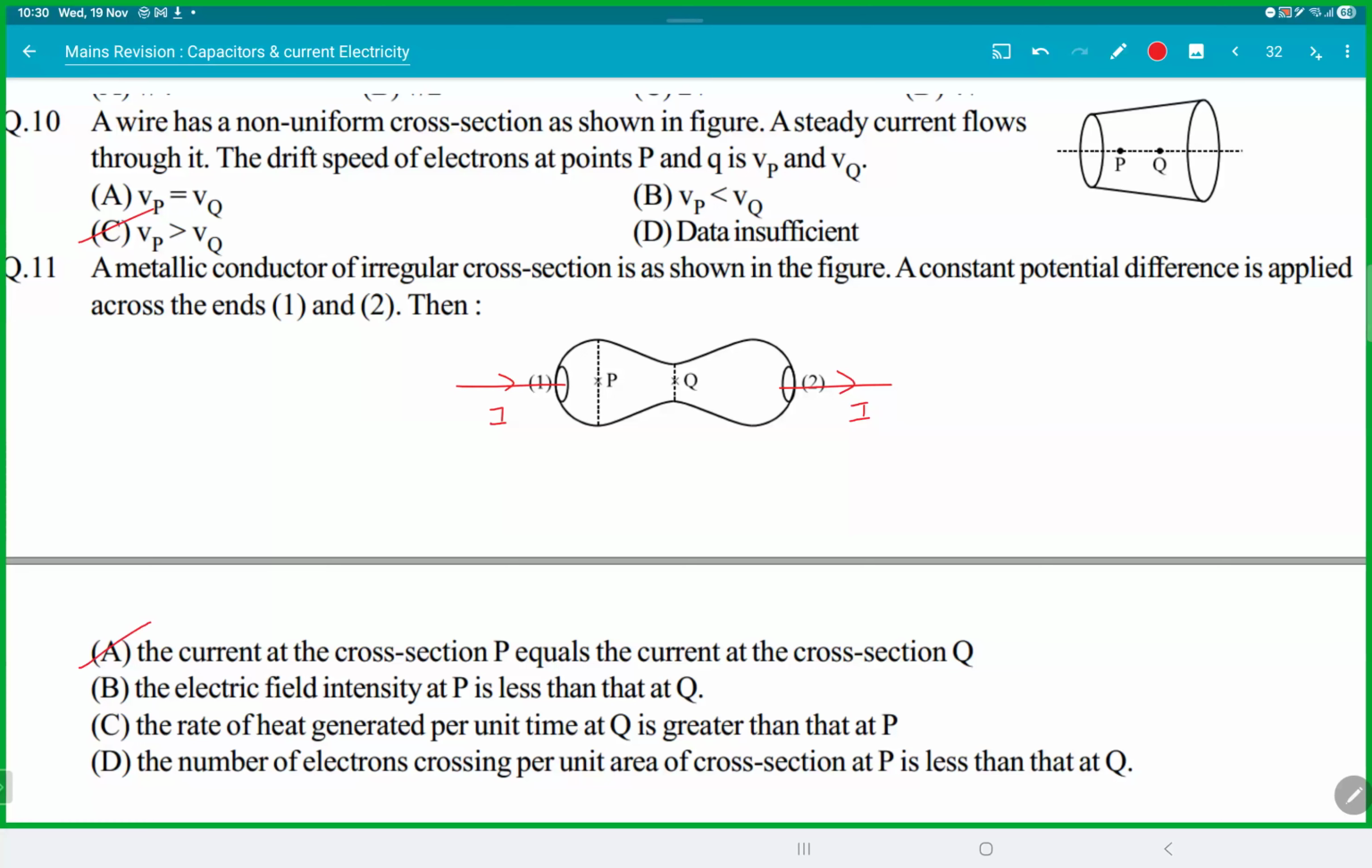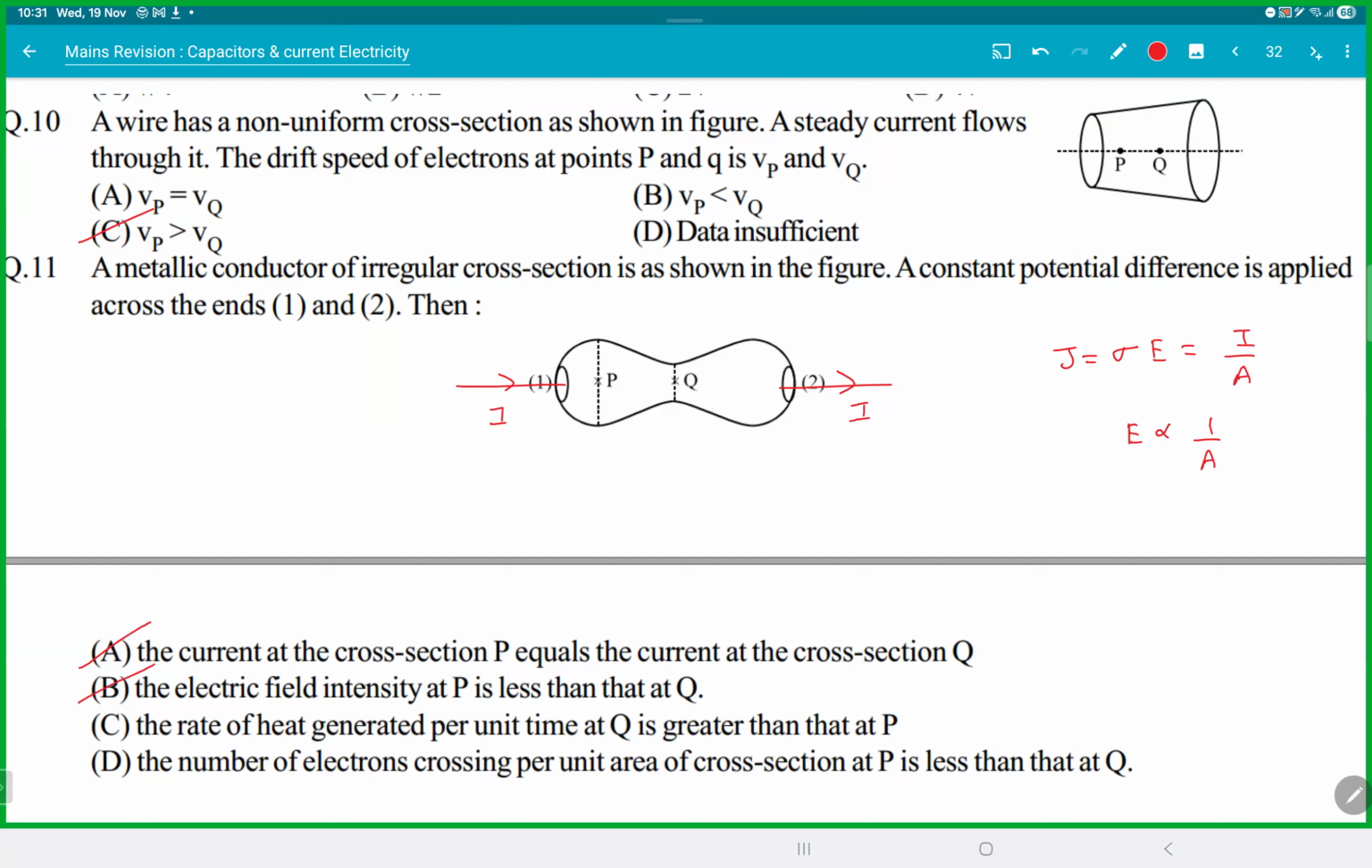The electric field intensity at P is less than Q. Now if you remember, the definition is J equals sigma E, and J is nothing but current by area. Sigma is constant, I is constant. So E is proportional to 1 by area. So more area, less electric field. So Q will have more electric field than P. True. B is also right.